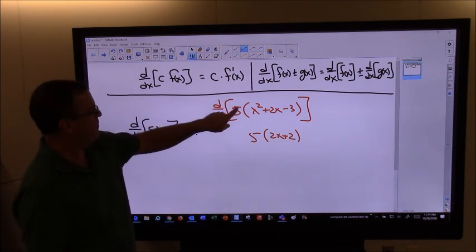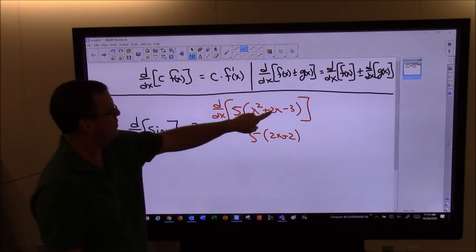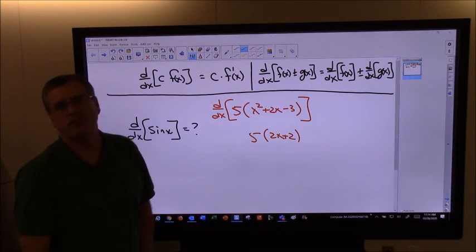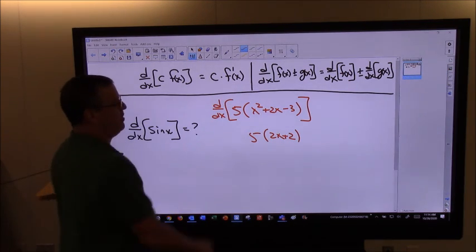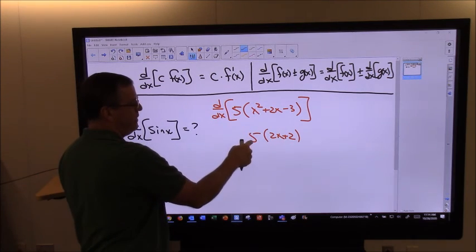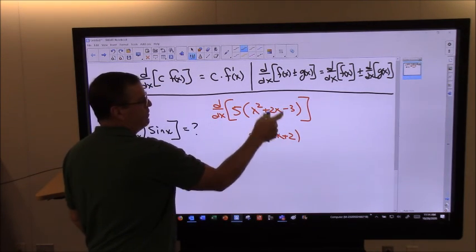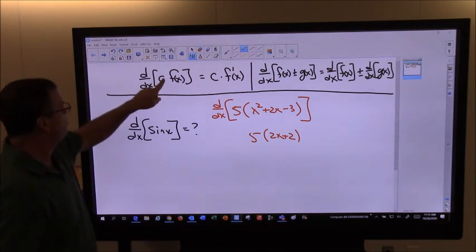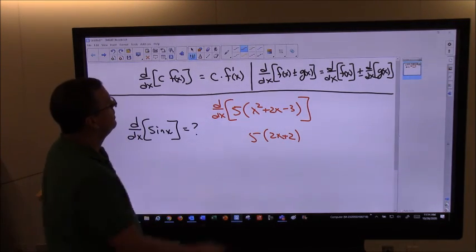Could I have distributed the 5 first and had 5x squared plus 10x minus 15? Sure, I can do that. But sometimes you get something a little messier here, and you just want to think, okay, just write down the 5, and now let's figure out how to do that derivative. That's what this rule is saying. Okay?